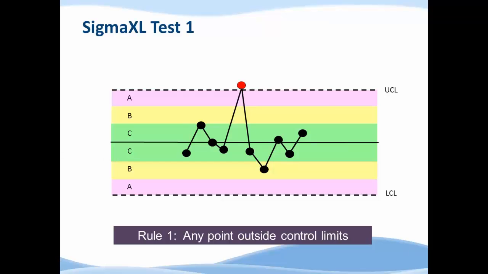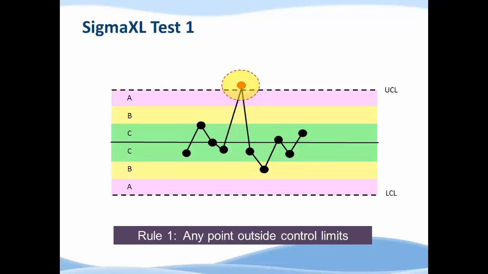Test number 1 is this. Any point that's outside these control limits is considered special cause variation. If that shows up, your process is out of control or unstable. Remember that 99.73% of your data should fall within these lines. In other words, there's roughly a 0.25% chance of a dot falling outside the line. You need 400 dots on a chart like this before you expect to see a dot outside the line. You're not going to have 400 dots. You might have 30, 50, or even 100. So if we see one of these, we know something special has caused that.